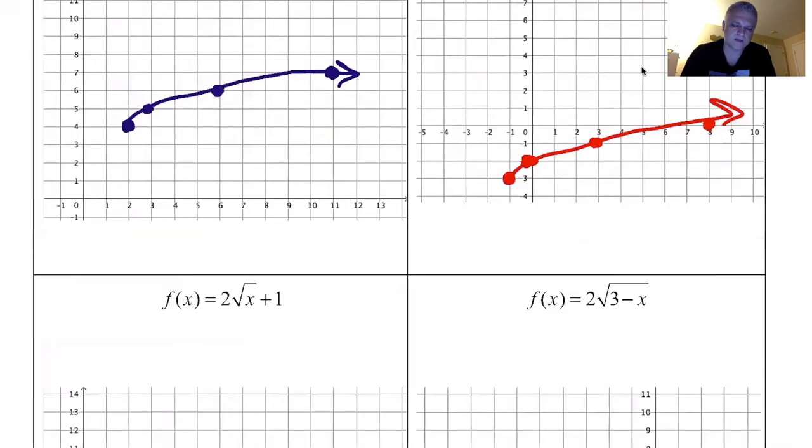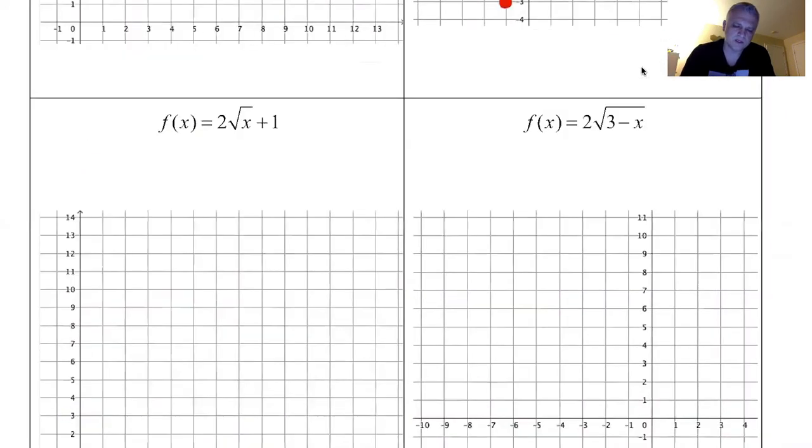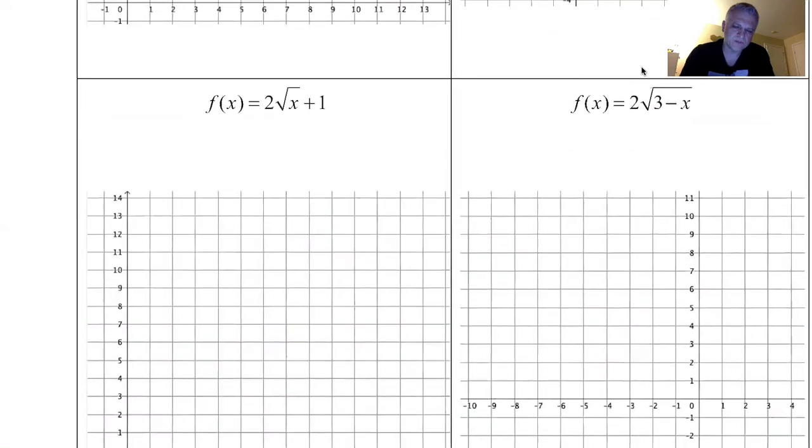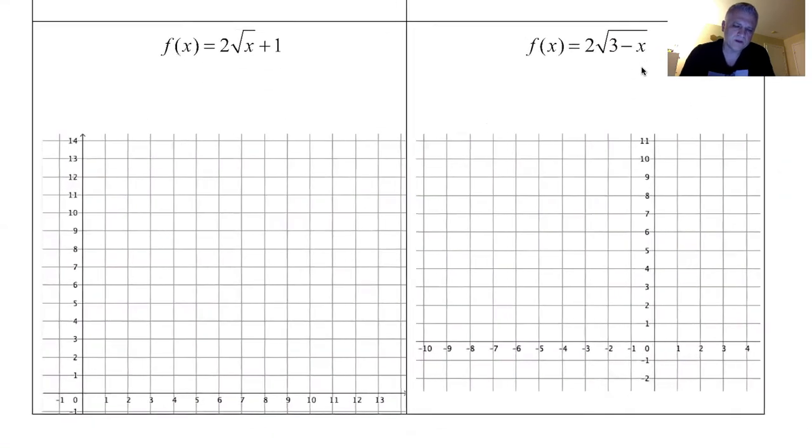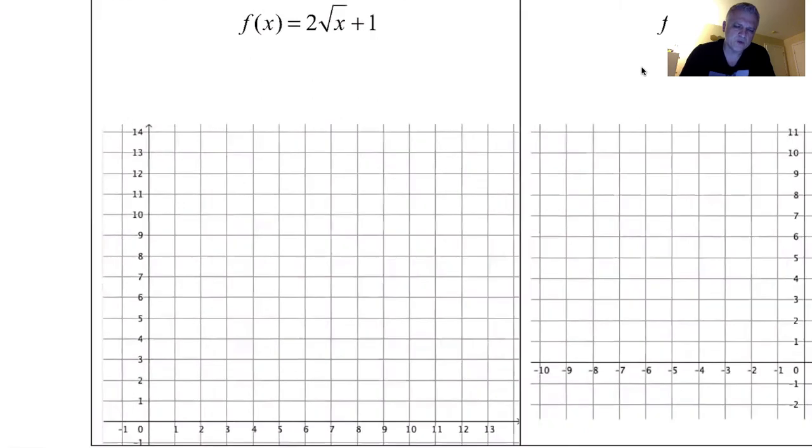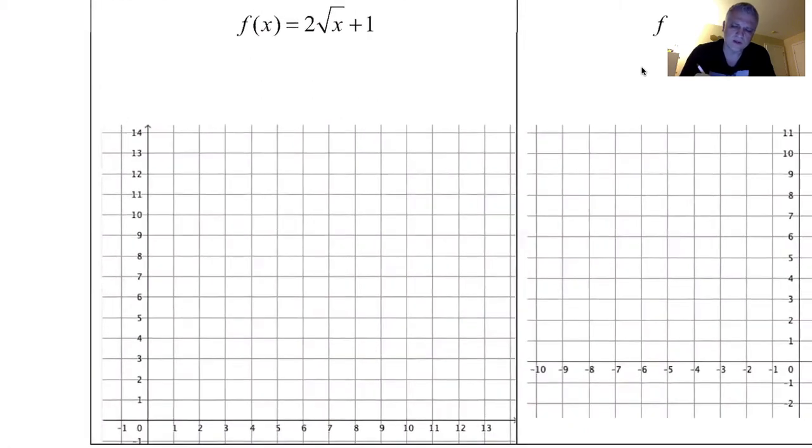Okay. Now let's finish up with these two little lovelies here. Okay, this guy on the left, 2 root x plus 1. Okay. Step 1, where's my starting point?